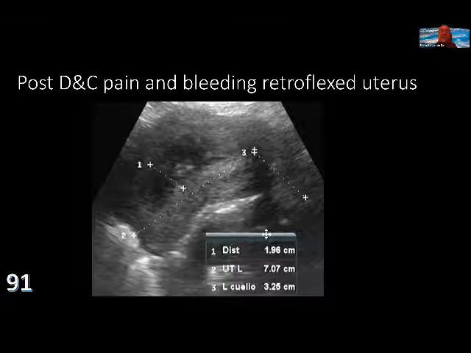A similar case now on a retroflexed uterus. Sometimes the angle between the cervix and the body of the uterus prevents the blood from getting out, and a clot can be stuck there, and then the uterus becomes enlarged because of the collection of blood.